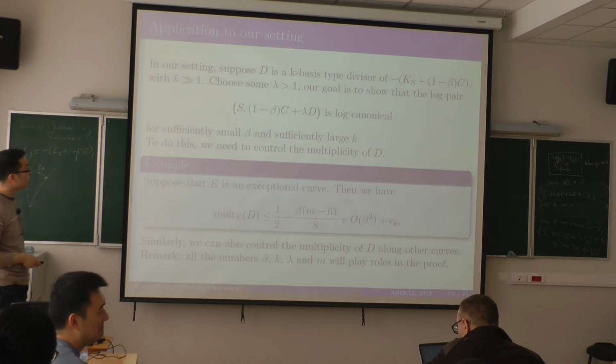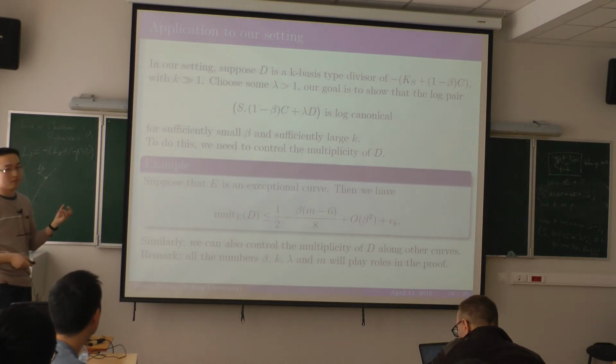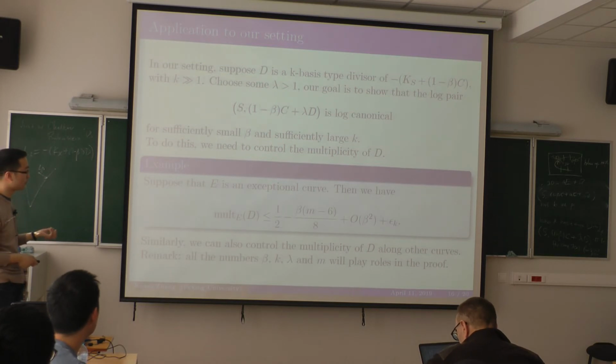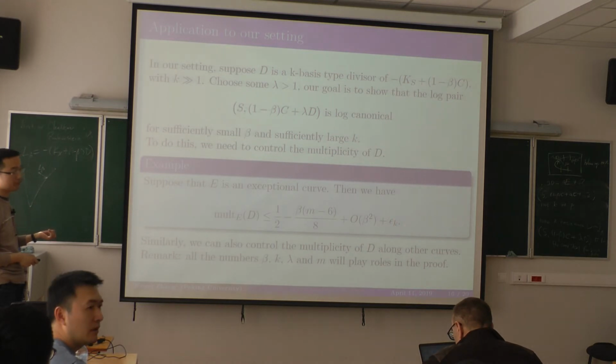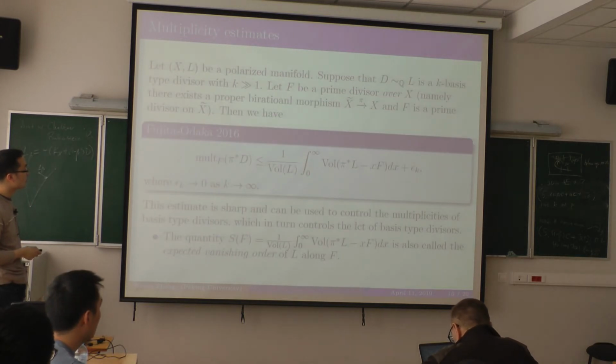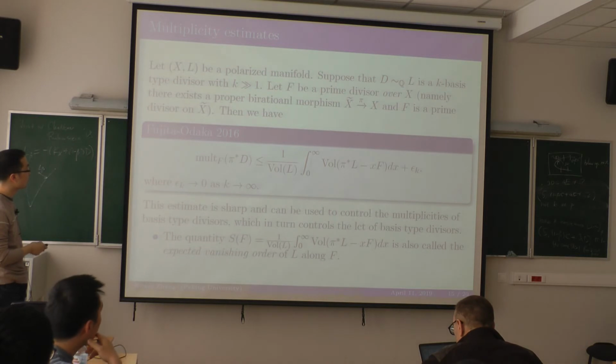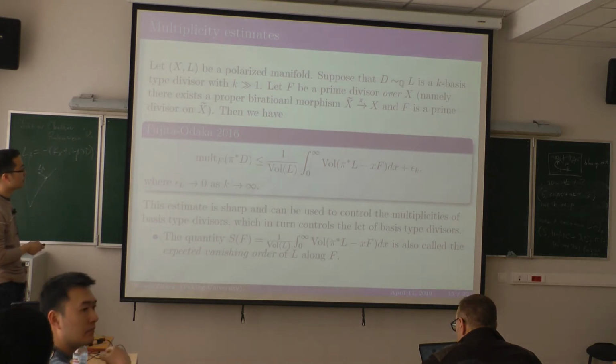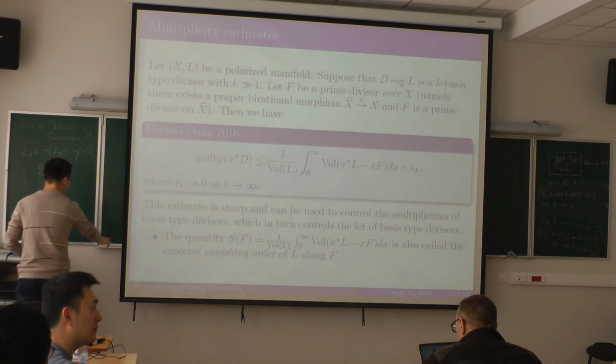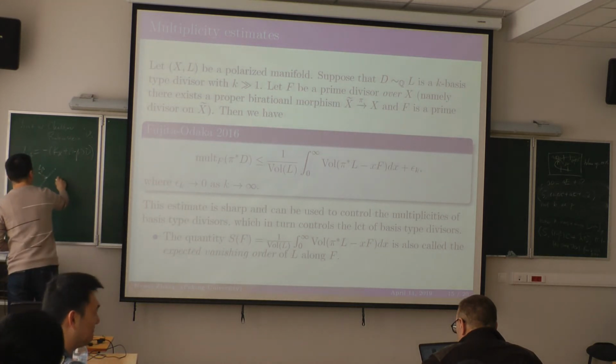For different divisors it might be different, but it's not important in our case, because eventually we will let k go to infinity, and this term will go to 0. Yes, you're right. This is coming from this estimate, because to be more precise, the bound for this multiplicity should actually be something like this.